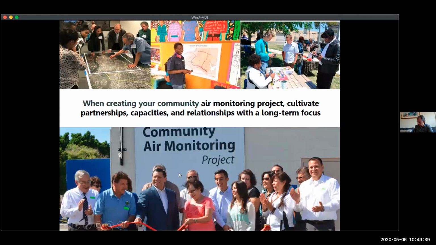Yeah, and here you can see a lot of pictures from different projects. The Imperial project is at the bottom. You can see West Oakland's partner project with Aclima and Google on the top left, and some other community projects. So the biggest takeaway here is that you want to develop partnerships in your projects.